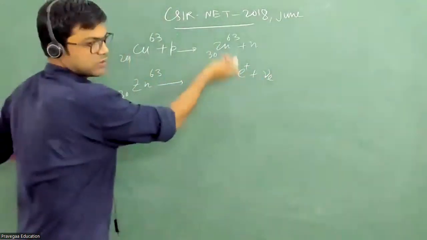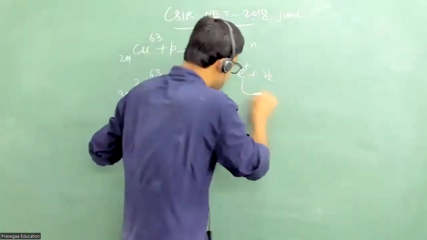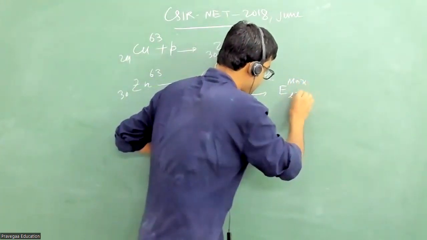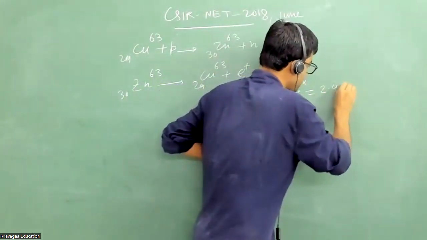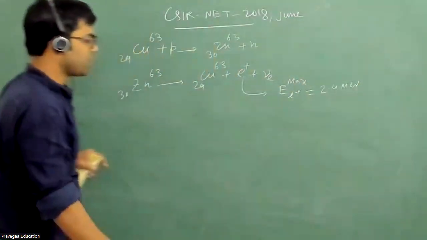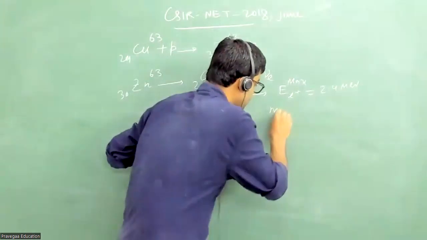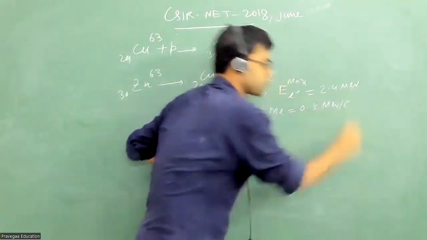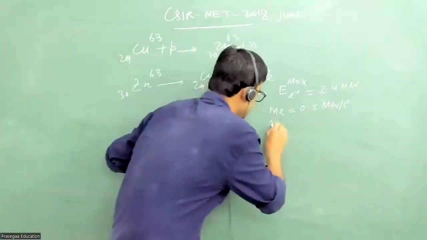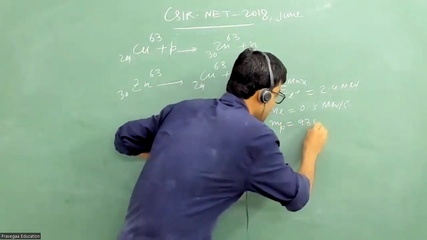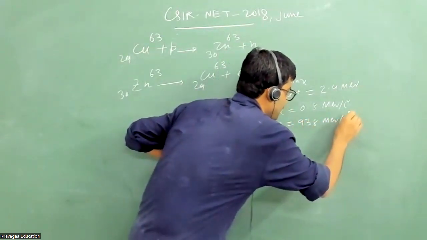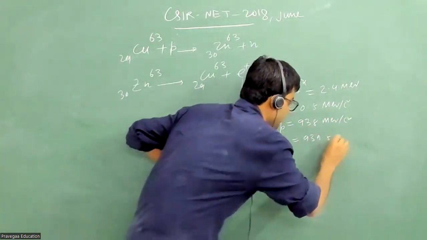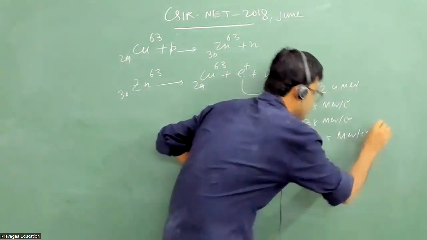So this is basically beta plus emission. The maximum energy carried out by this beta plus particle is given, that is 2.4 mega electron volts. In fact, it is given that the mass of an electron is 0.5 MeV per c square. Mass of a proton is given as 938 MeV per c square. And mass of a neutron is given as 939.5 MeV per c square.